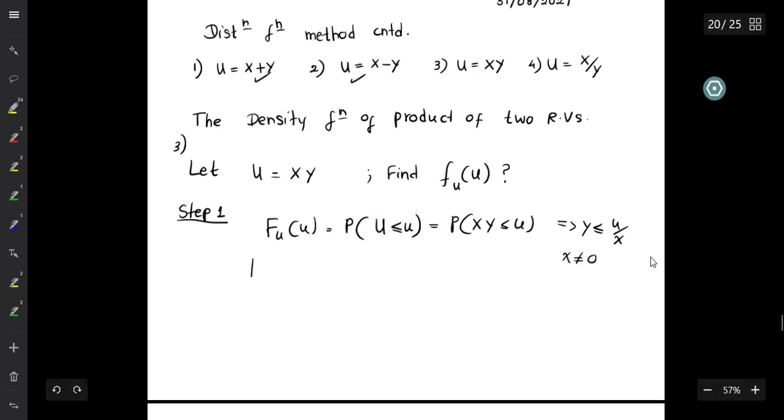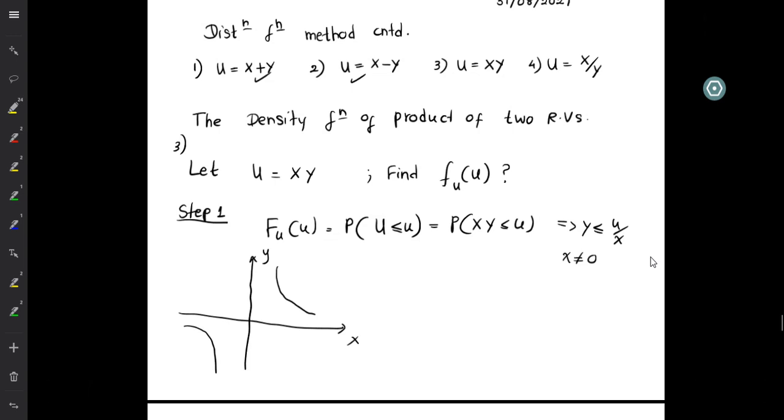If you draw the region for this inequality, what will happen? If you think about y equals u over x, you'll end up with a hyperbola for that function. And when you need y less than or equal to u over x, you can find this area will be above and beyond these two curves. Okay, you can try it by substituting 2 points in this region and see whether this inequality is satisfied.